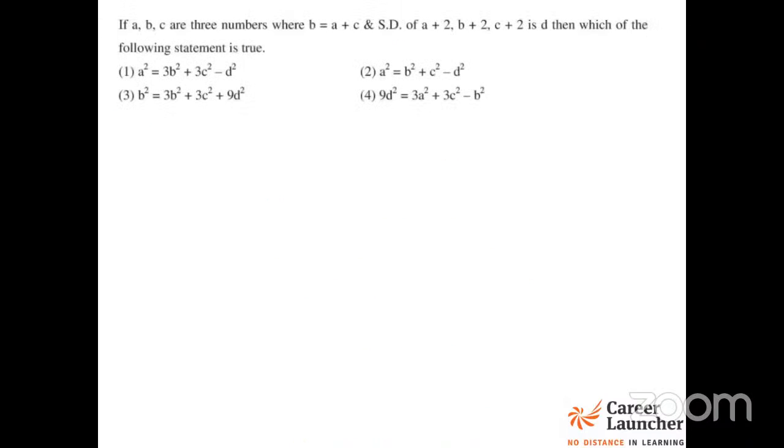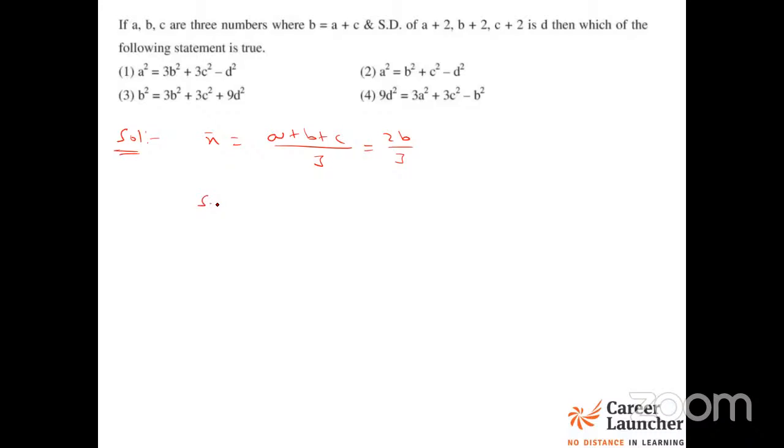This is the next one. If a, b, c are three numbers where b is equal to a plus c, and SD, here SD means standard deviation, of a plus 2, b plus 2 and c plus 2 is d, then which of the following statements will be true? Now, for the terms a, b, c, what is the mean? x bar will become a plus b plus c upon 3, sum of terms upon number of terms. And what is given? a plus c is given as b. So it will become 2b by 3.